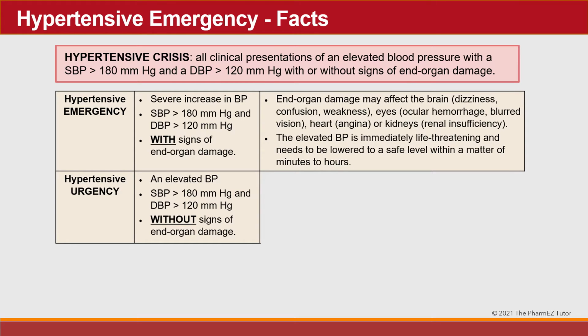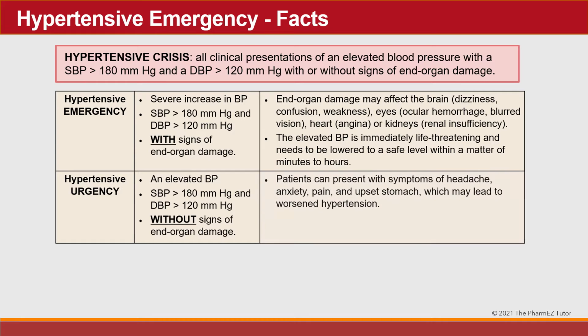In hypertensive emergency, end organ damage might affect the brain, eyes, heart, or kidneys. This elevated blood pressure is life-threatening and needs to be lowered to a safe level within a matter of minutes to hours. In contrast, in hypertensive urgency, patients can present with symptoms of headache, anxiety, pain, and upset stomach, which might lead to worsened hypertension.